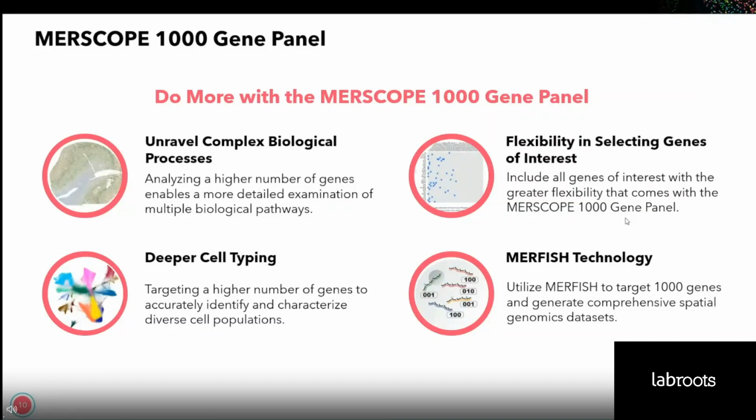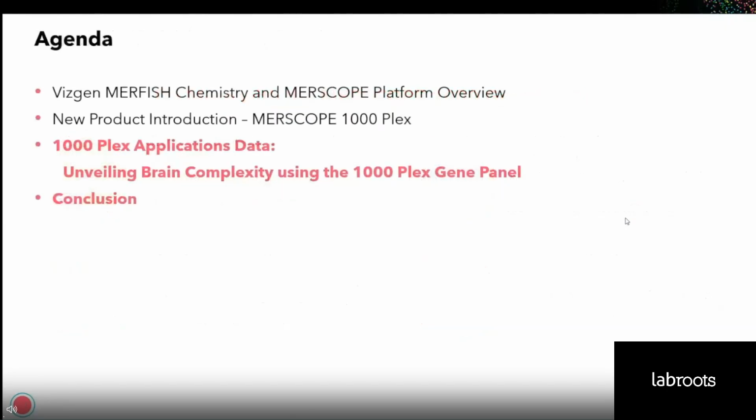And of course, all of this is built on the MERFISH chemistry and technology backbone. That's going to allow you to generate comprehensive spatial genomics data sets for your research, and again, answer those tough questions that you're after within your application area. And to demonstrate some of that applications data and what you can do with the 1000-plex gene panel solution, I'm now going to turn things over to Renchao Chen, who's our data application scientist, and he will walk through some of the exciting data he's generated on both human and mouse brain samples.